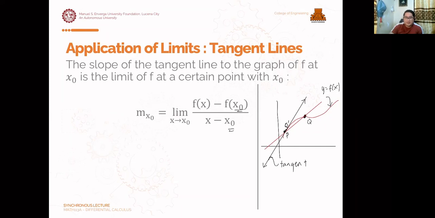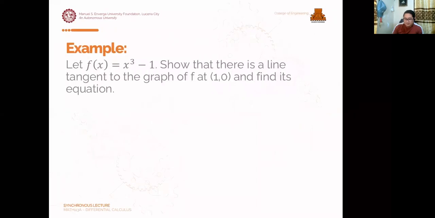So, paano natin i-apply yan sa example? So, let's say ito, sa example na to. Let f of x is equals to x cubed minus 1. Show that there is a line tangent to the graph of f at (1, 0) and find its equation. Okay? So, pinapahanap yung tangent line dun sa point (1, 0).